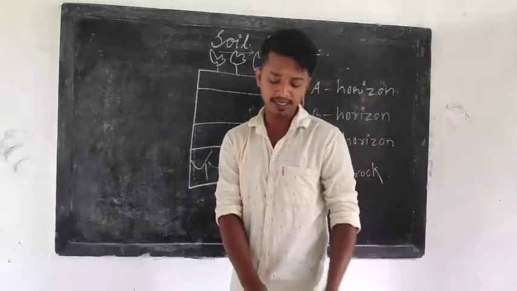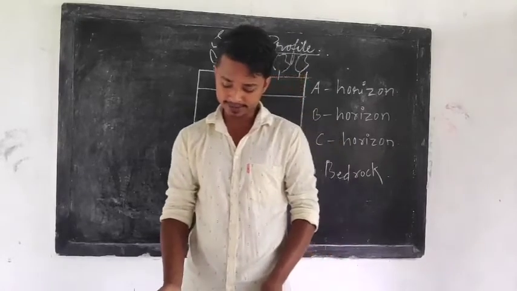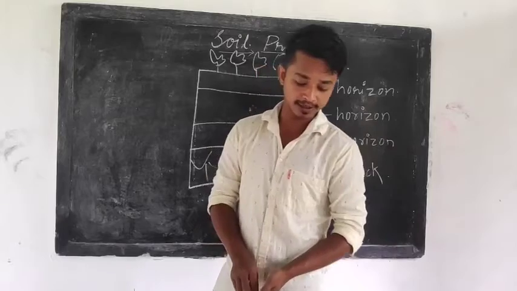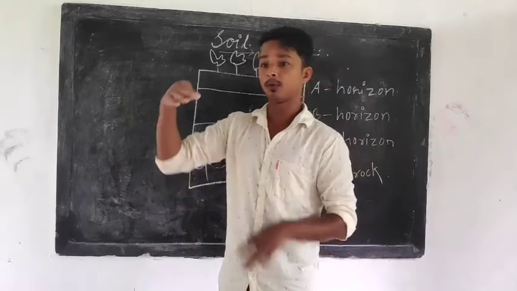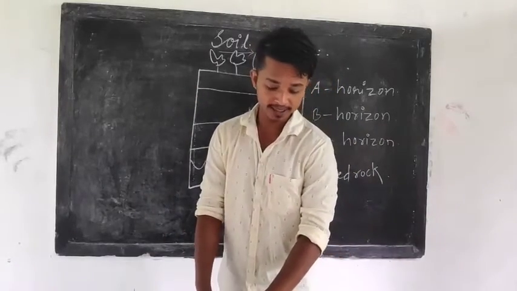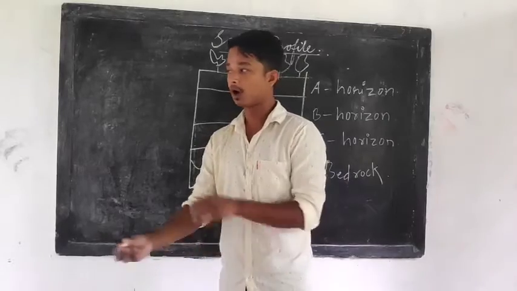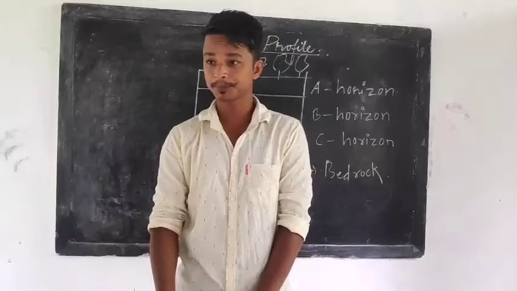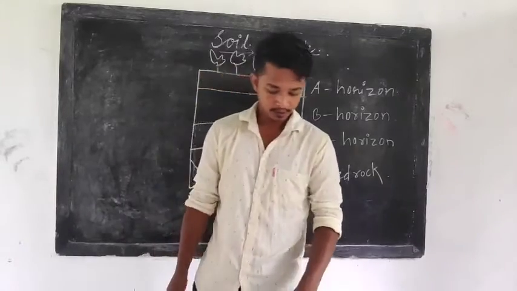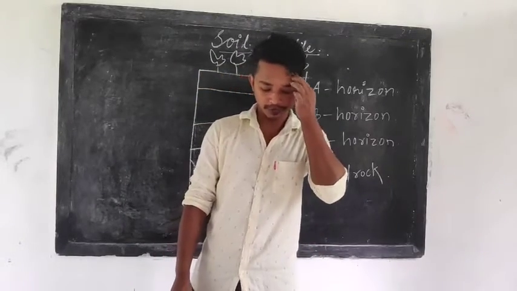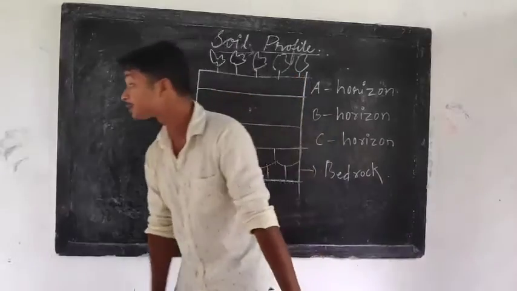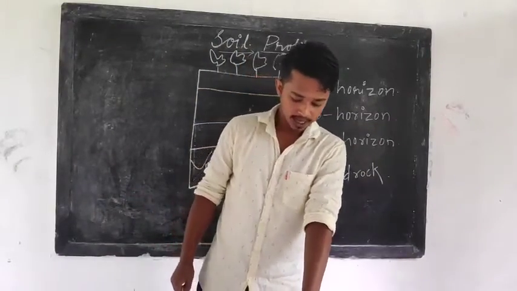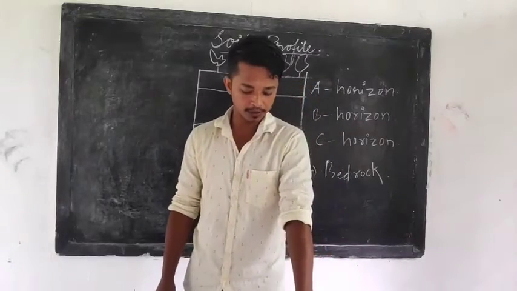So each layer has a different texture, a different color, a different depth, and different chemical compositions. All the layers of the soil are different. Clear? We usually see only the top surface of the soil, not the layers below it.